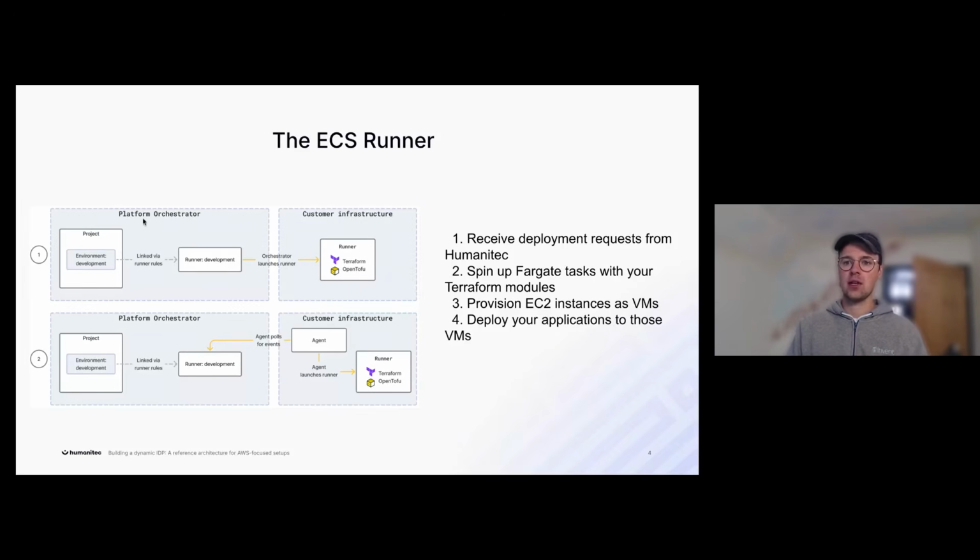There are two ways to configure the ECS runner. Number one, you can let the orchestrator launch the runner remotely, so to speak. You would need to give it access for it to actually start that job. Or alternatively, you can set this up in a way where you run an agent on your infrastructure. That agent polls for events. And then if there is a runner deployment, it can pull this in and then run everything in an air-gapped environment. And that is great from a security perspective if you have specific requirements there.